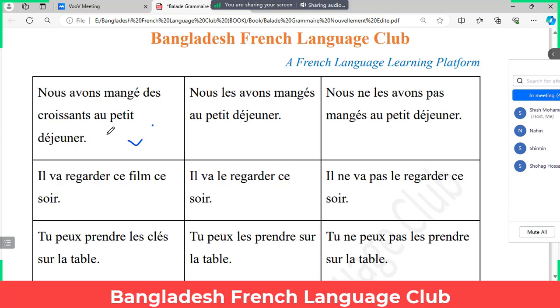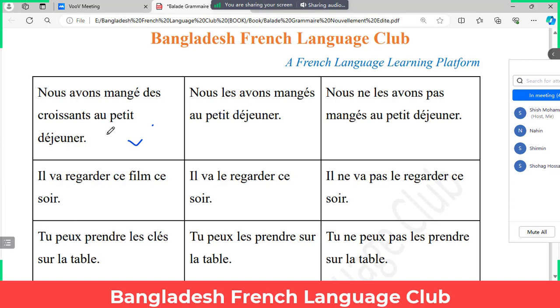Direct. Manger is the verb. And after that, des croissants, the object. There is nothing between the verb and the object, no preposition between the verb and the object. So it's direct. Direct object. Okay. Very good. If there is anything in between, then it's indirect.